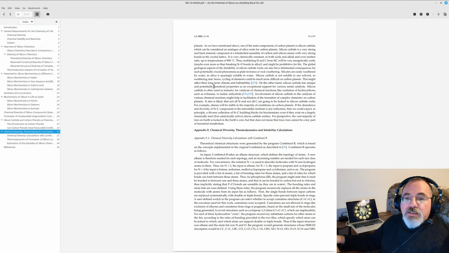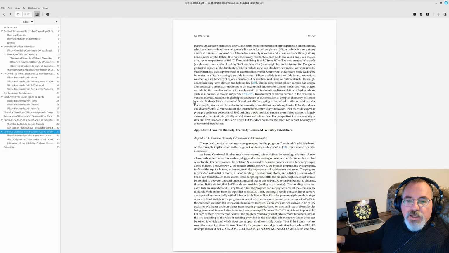On the other hand, silicon carbide has unique and potentially beneficial properties as an exceptional support for various metal catalysts. Silicon carbide is often used in industry for catalysis of chemical reactions like oxidation of hydrocarbons such as n-butane to maleic anhydride. Involvement of silicon carbide in the catalysis of various chemical reactions might help in the facilitation of the formation of complex chemistry on carbon planets.